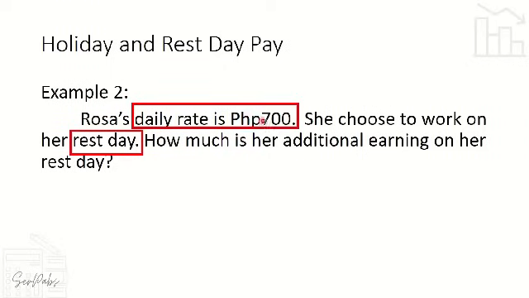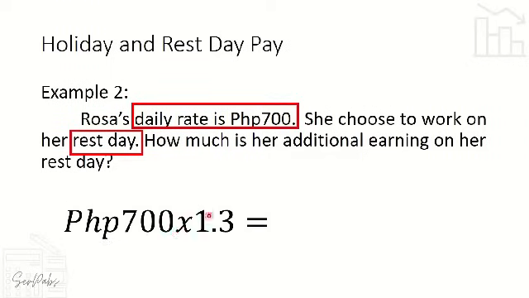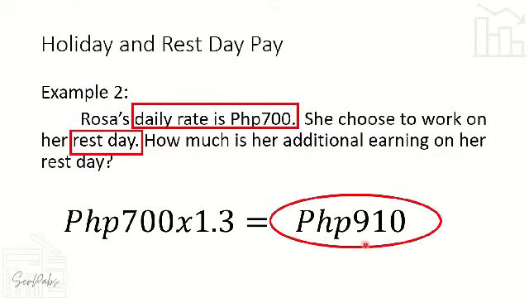So, tatanggalin mo na yung times 8. So, ang solution na lang natin will be 700 times 1.3. Again, kaya wala na yung times 8 kasi nga daily rate na siya. So, that will be equal to 910 pesos. Ang kikitain ni Rosa sa araw ng rest day niya kung siya ay naobligang pumasok or pumasok siya, is 910 pesos.